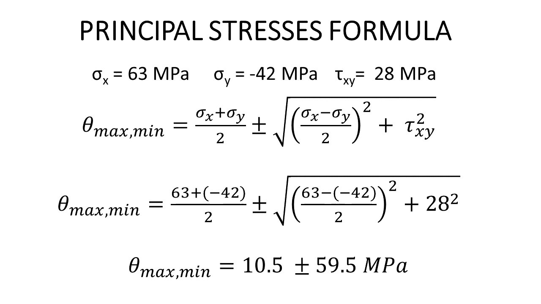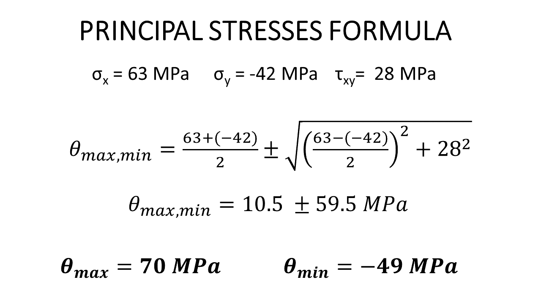In case you are wondering how we get the maximum and the minimum stress, we simply add the 59.5 to the 10.5 or subtract the 59.5 from the 10.5. By performing the operation, we get the maximum principal stress of 70 megapascals and the minimum principal stress of negative 49 megapascals. Now, what does this result tell us? It tells us that 70 megapascals acts on a plane defined by 104.035 degrees, and negative 49 megapascals acts on a plane defined by 14.035 degrees.